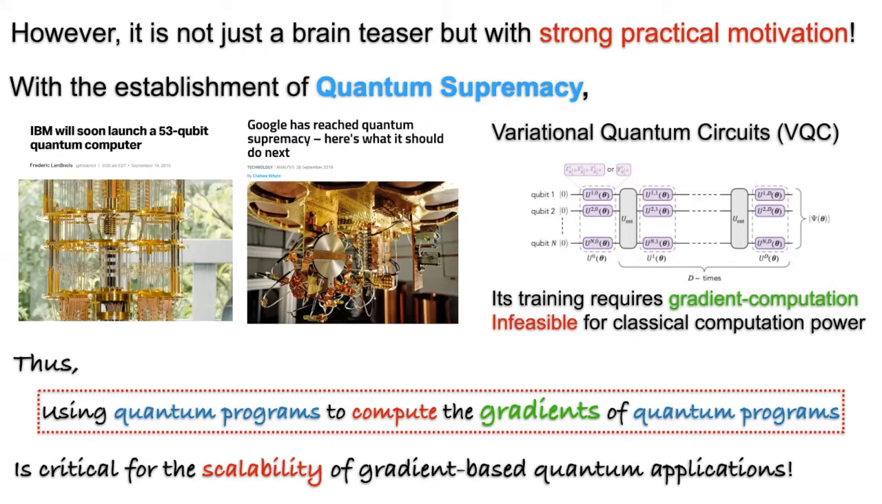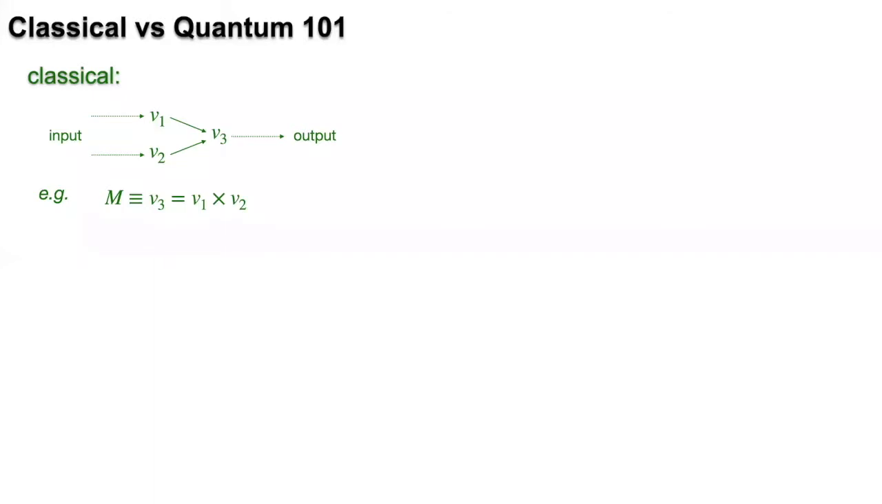However, to study, define, or formulate a differentiable quantum programming language will face conceptual challenges from the very beginning. So let's start with a very simple classical example. Let V3 be the product of V1 and V2. If we want to compute the gradient, or derivative, of V3, we can apply the product rule. We get V3 dot equals V1 dot times V2 plus V1 times V2 dot.